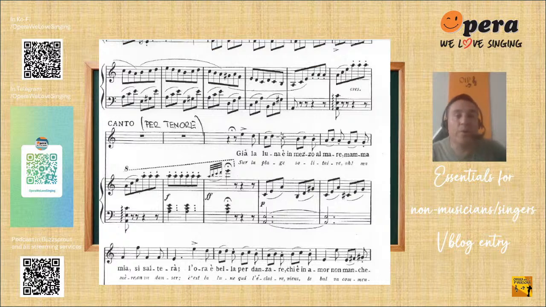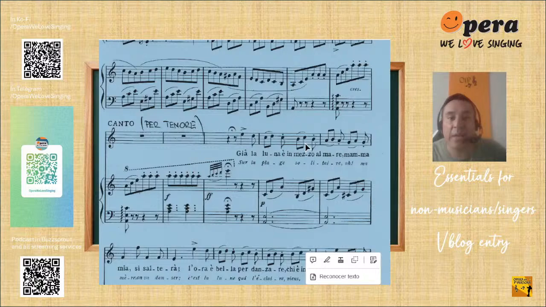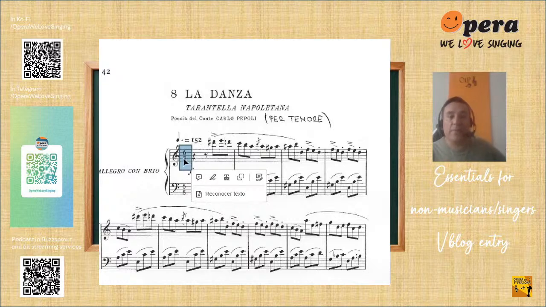And canto per tenore, even though it is usually for a soprano also. So I would like you to notice that we have a bar here that I am going to put here. Remember that each of these vertical lines is a bar, and this is how you read it. This is very important. Notice that we have 6 and then we have 8. That way of numbering reads, let me put it here.